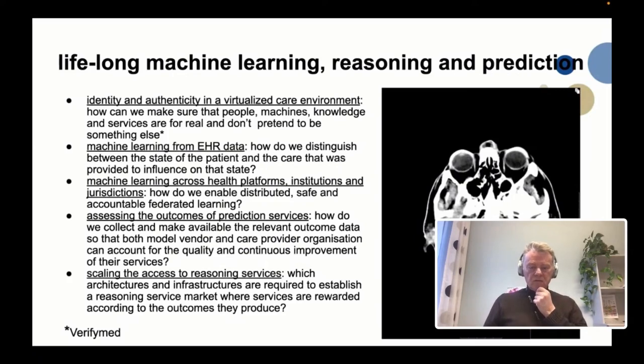Machine learning across health platforms, institutions, and jurisdictions. How do we enable distributed, safe, and accountable federated learning? Talked about safety in AI prediction services. I think we need to assess the outcomes of prediction services in general. How do we collect and make available the relevant outcome data so that both model vendor and care provider organization can account for the quality and continuous improvement of the services? I think that's one of the most important questions in AI today.